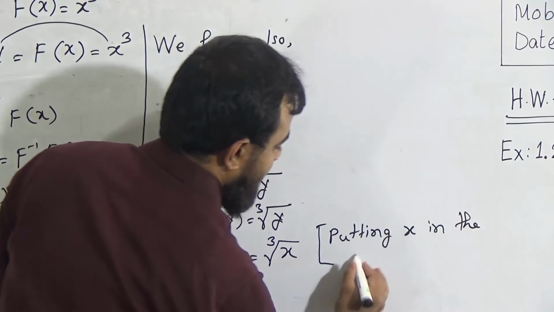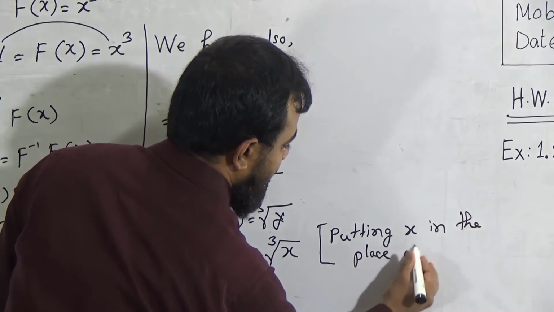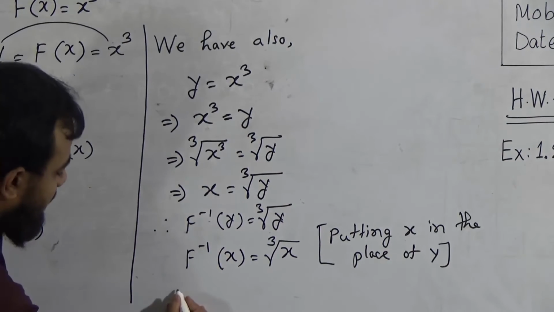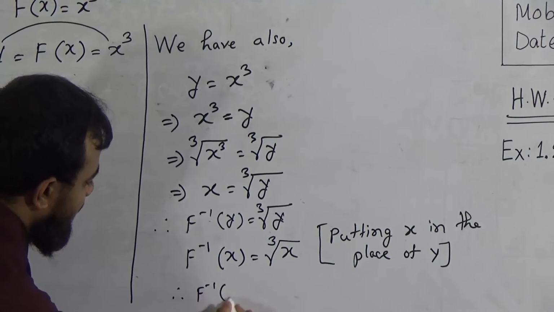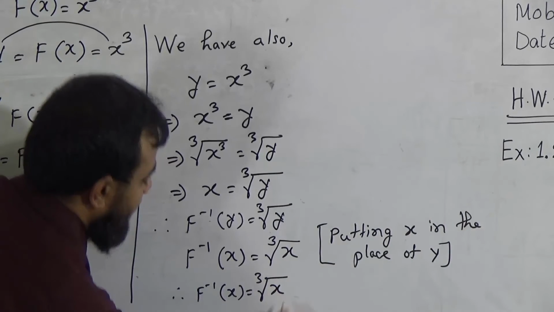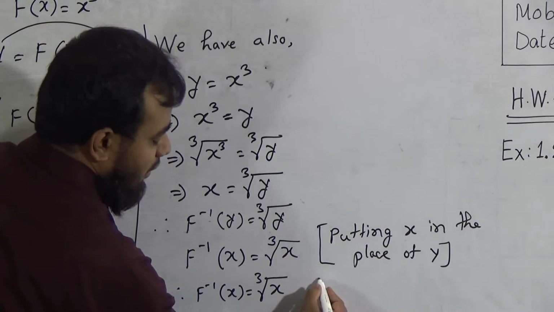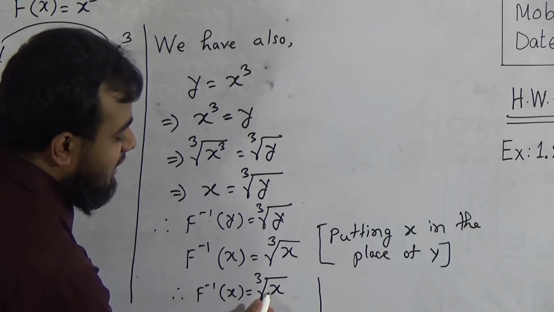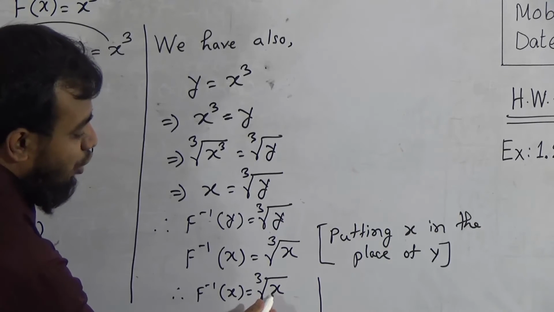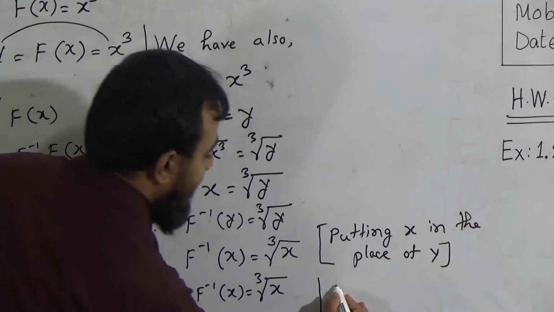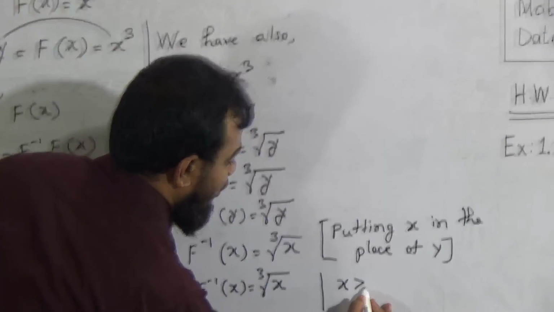Putting x in the place of y. Okay, now we should write down, therefore f inverse of x is equal to cube root of x. But we need to notice another thing here, because this x is in the cube root, the value of x can't be negative. So x is greater than or equal to 0.